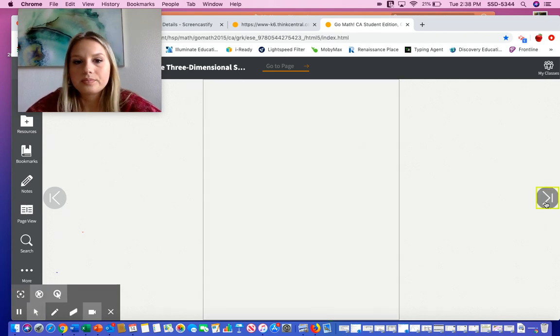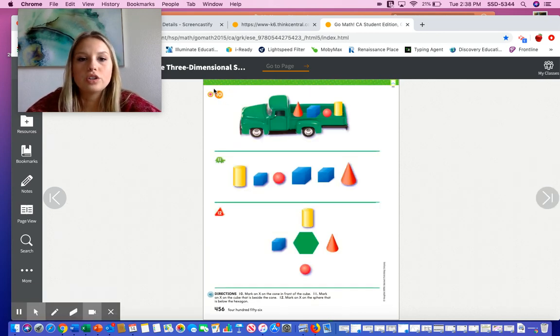Here we go. Find orange, number 10. The orange, number 10. Let's take a look at the picture. I see a truck, and in the bed of the truck, that means the back of the truck, I see 4 shapes. I see a cone, a cube, a sphere, and a cylinder. Here's our directions. Mark an X on the cone in front of the cube.